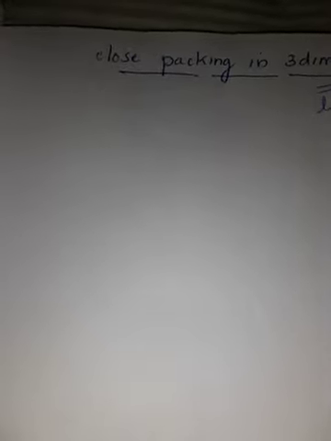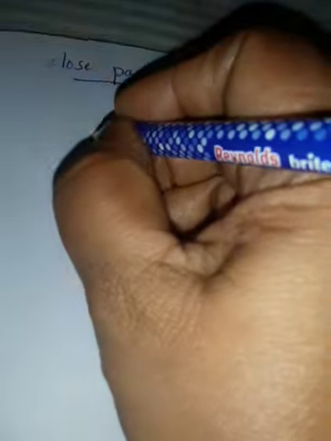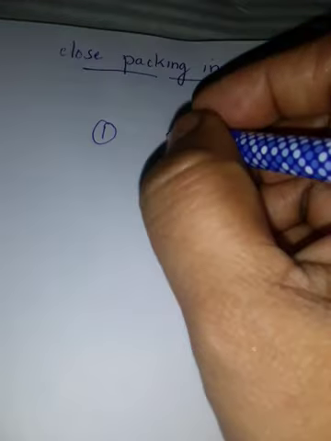One is square close packing, another one is hexagonal close packing. From the square close packing, we have seen each atom is surrounded by 4 atoms. In hexagonal close packing, each atom is surrounded by 6 atoms. Now, today we are going to learn about close packing in 3 dimension. 3 dimension means length, breadth and height. There are two types of 3 dimensional packing. First one is from square close packed layers.